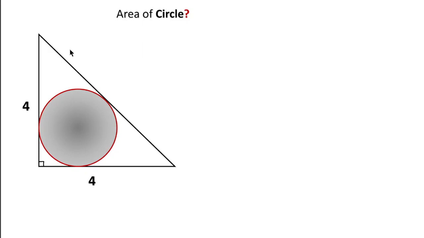Okay. So to find the area of the circle, first I will consider this point as A, this point as B, and this point as C. Now I will find the length of AC using Pythagoras theorem. We can write AC square equal to AB square plus BC square. AB is 4, so 4 square. BC is 4, so BC will be 4 square also.